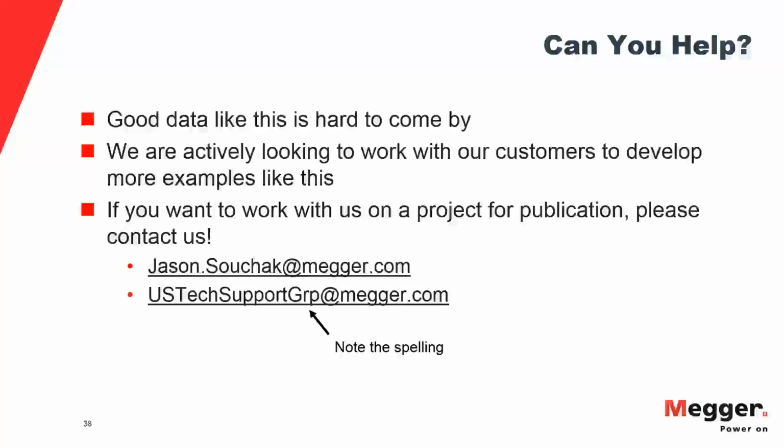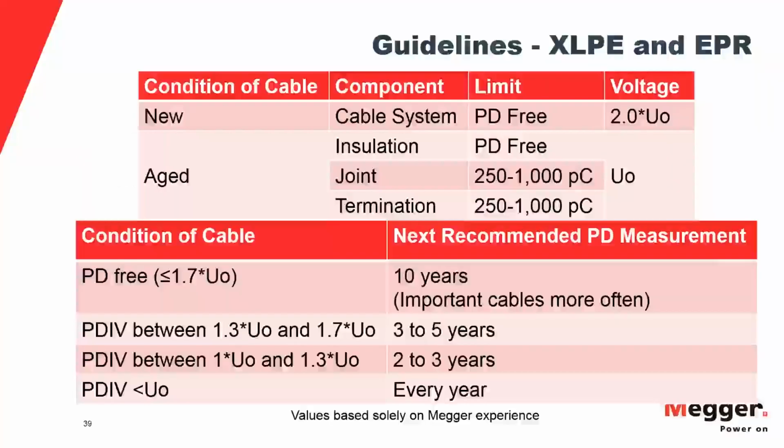On aged systems, though, we have a little bit more tolerance. The insulation itself really can't tolerate PD, so if we find it at all, it's a problem. We're going to have to take some action. Joints and terminations can tolerate a little bit of partial discharge, so we're looking at levels of 250 to 1,000 picocoulombs as a critical level, depending on the criticality of your cable. If we see this partial discharge at rated voltage, these are critical.